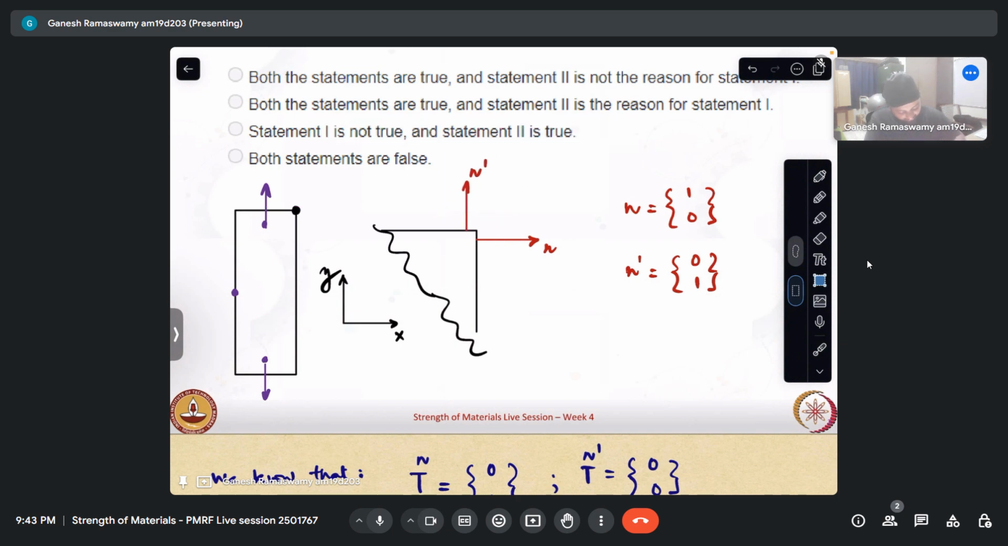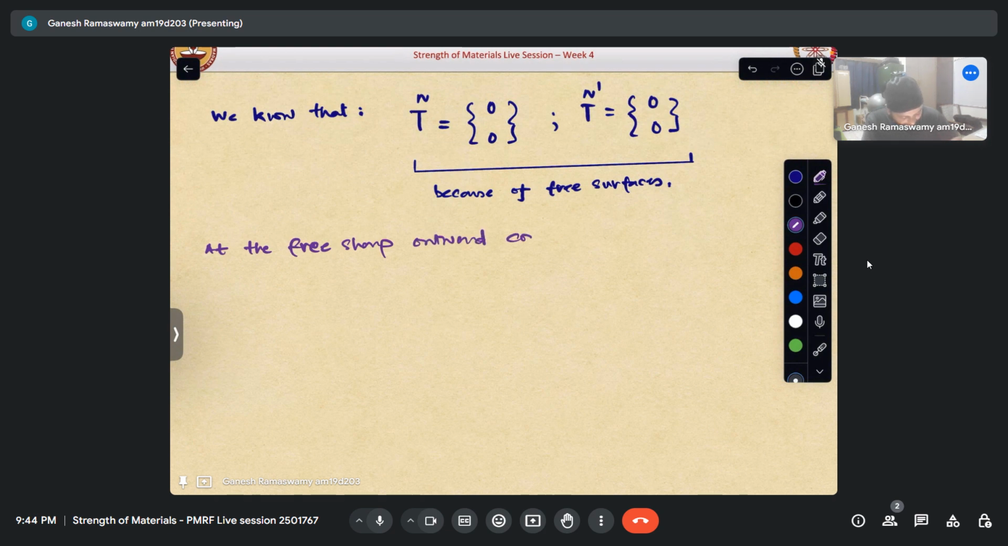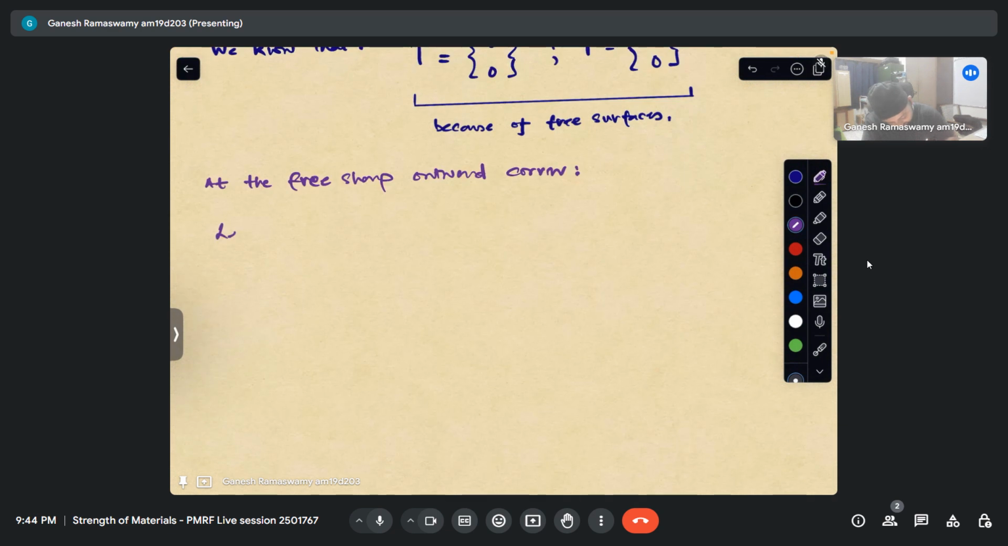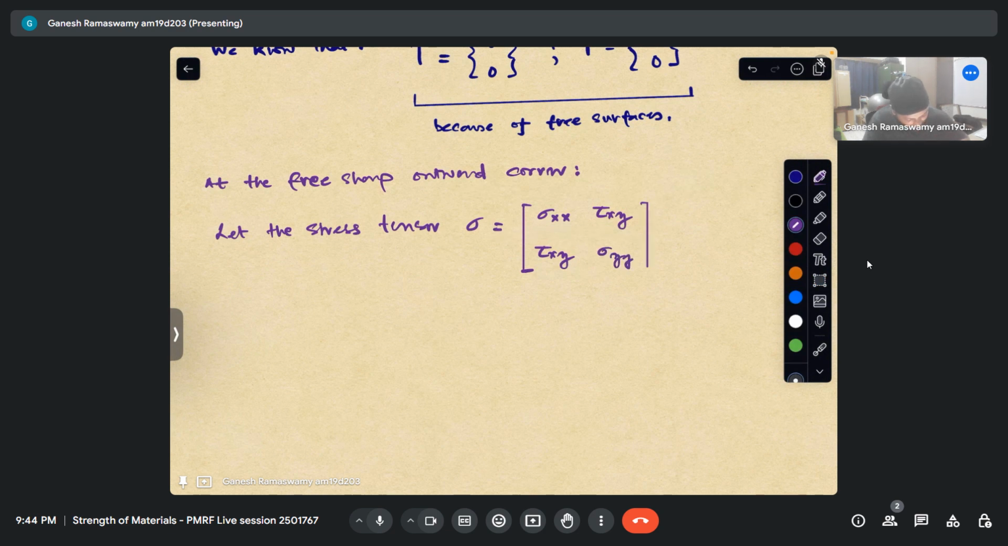So let us say at the corner, at the free sharp outward corner, let the stress tensor be given by, presently let us take it generic, let this be sigma xx, tau xy, this will also be tau xy, and this will be sigma yy.